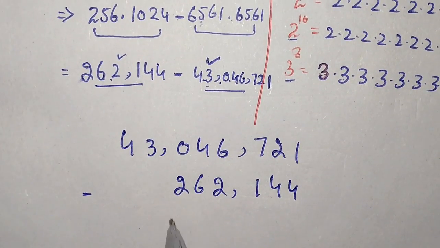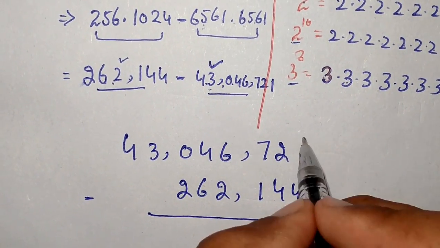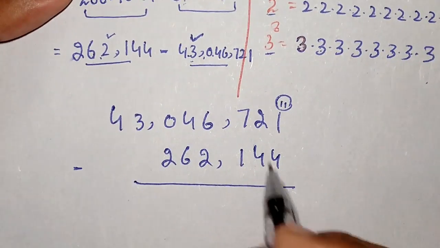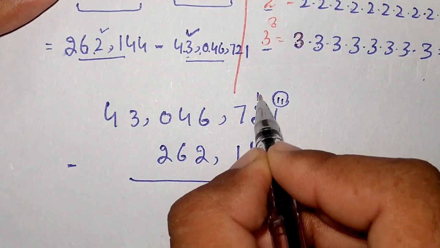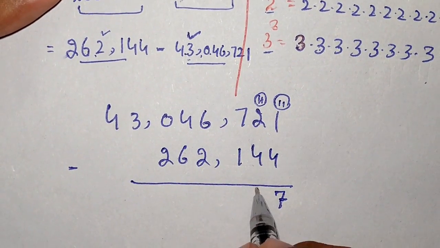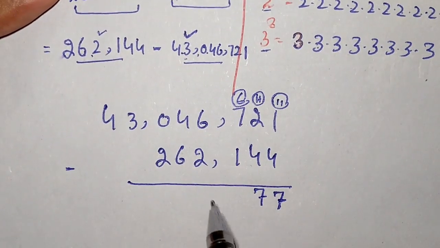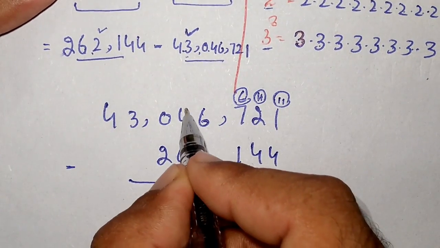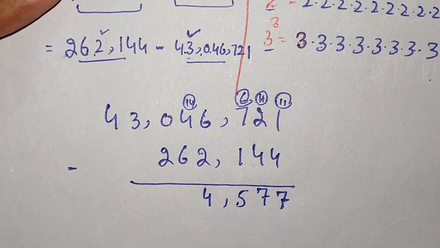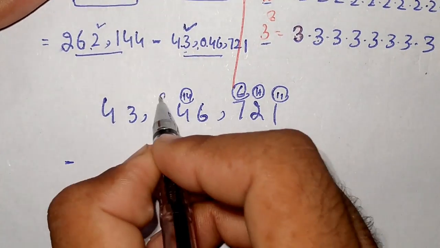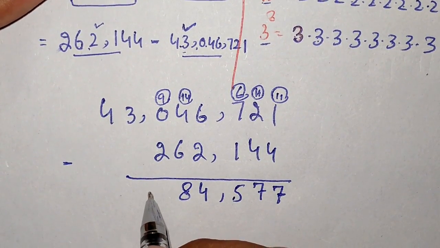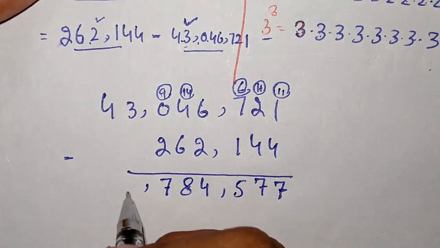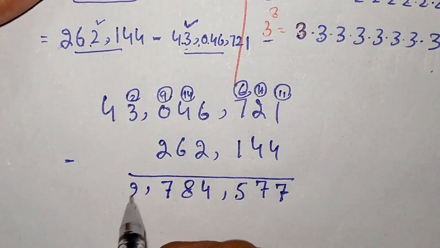262,144. So here 11 minus 4 is equal to 7. 6 minus 1 is equal to 5. 6 minus 2 is equal to 4. 14 minus 6 is equal to 8. 9 minus 2 is equal to 7, 8, 9. So here 7. 9 minus 2 is equal to 7, and here 2 and 4.